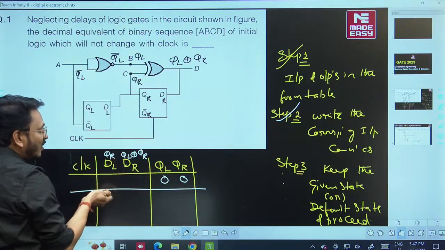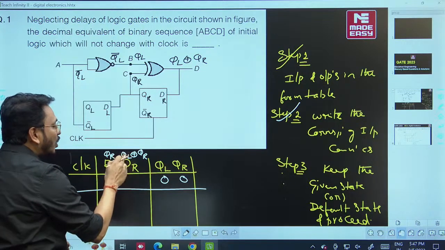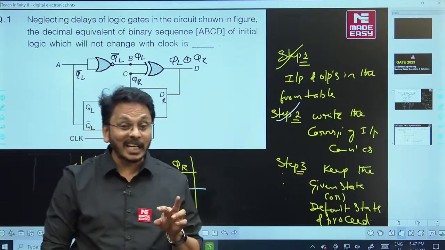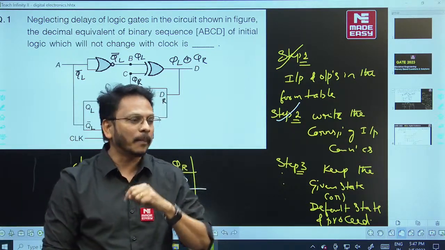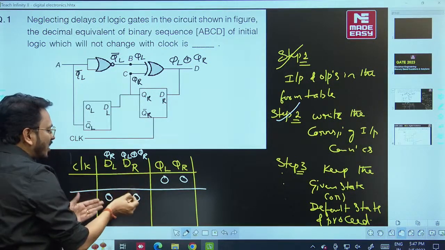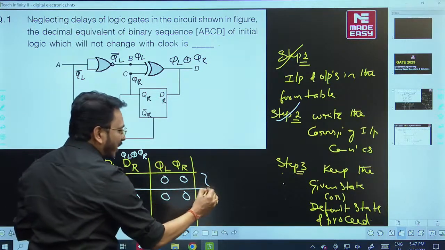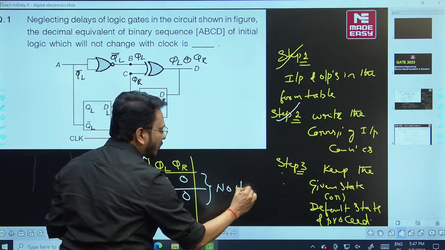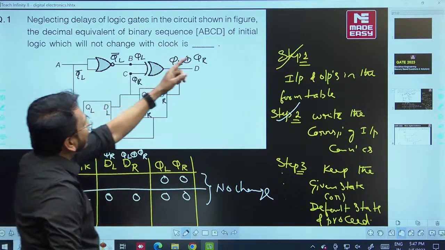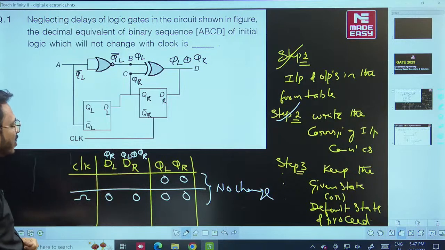And sir, how is it 0? QR is 0, so this is 0 only, no? Sir, for that, QL XOR QR. As you know, for an XOR gate, only when the inputs are different is the output 1. But when these two inputs are the same, we are going to have 0. So for this 0 0, the next state is also 0 after the clock pulse. That means here no change. The initial logic which will not change with the clock is nothing but 0 0.